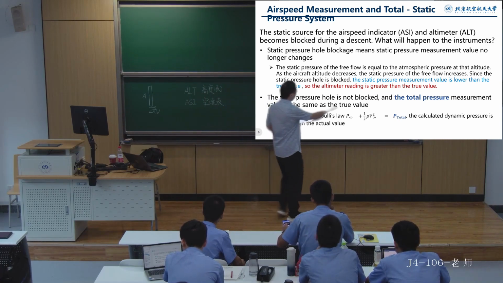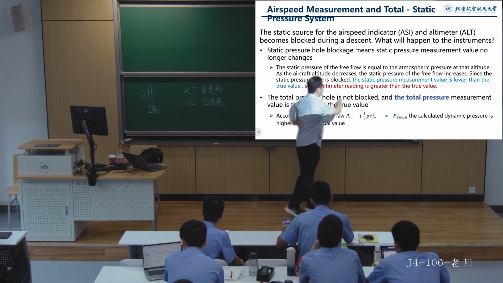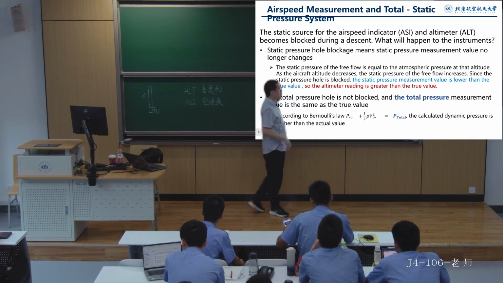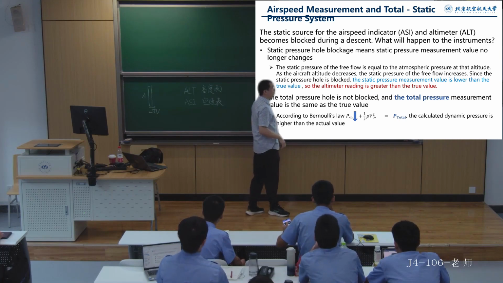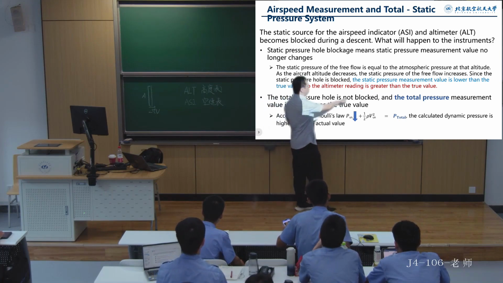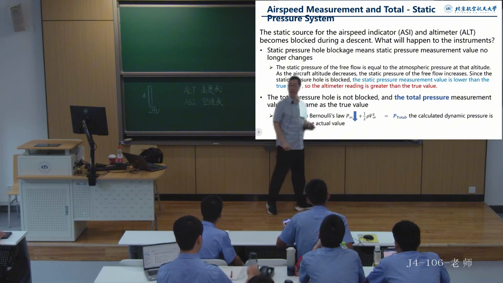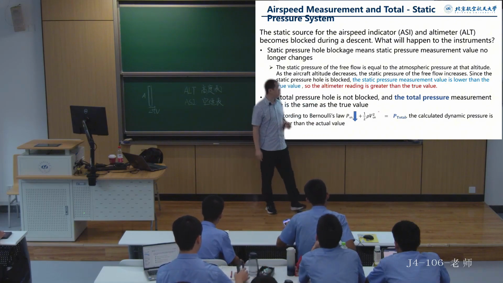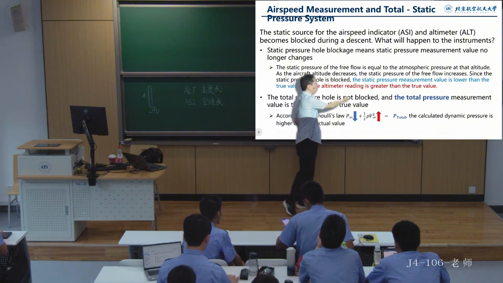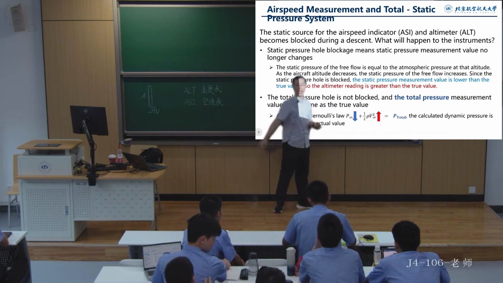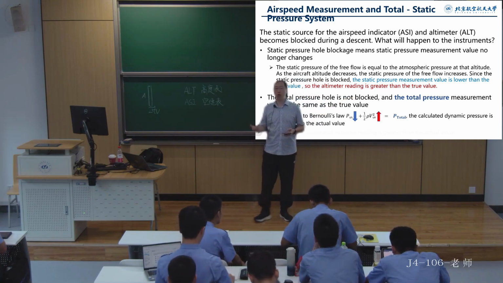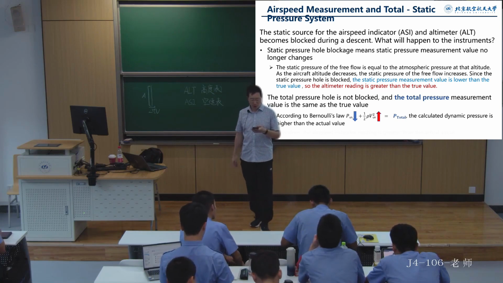The total pressure is indeed the actual value, but the static pressure is lower, right? So, what happens to the dynamic pressure? The dynamic pressure, when reduced, should be greater than the actual value. Therefore, the airspeed we read will be higher than the actual value.